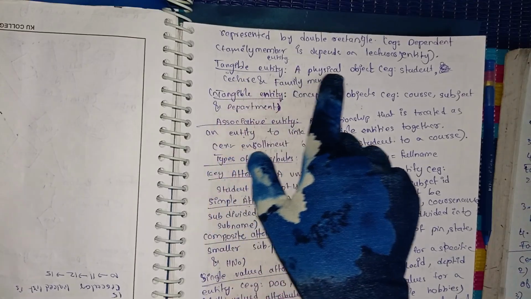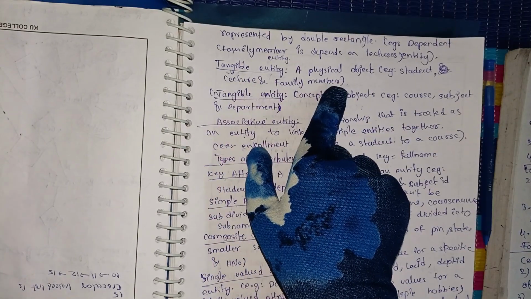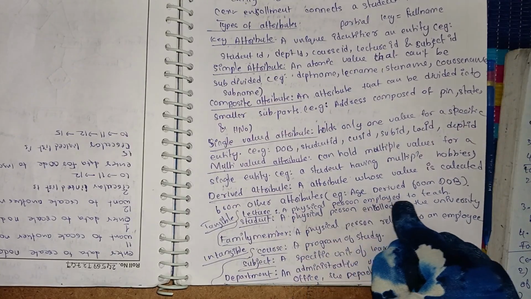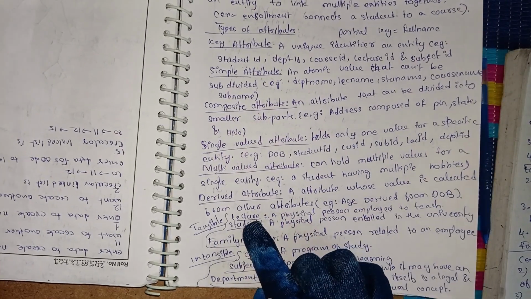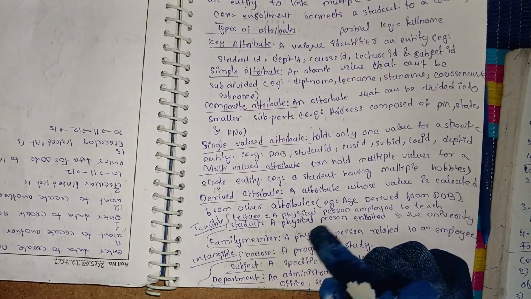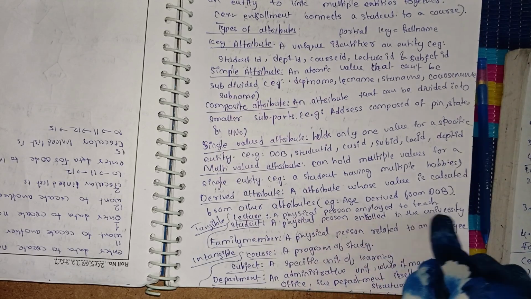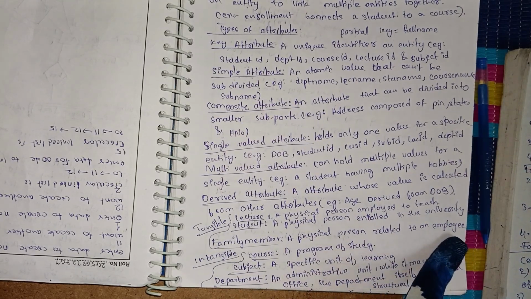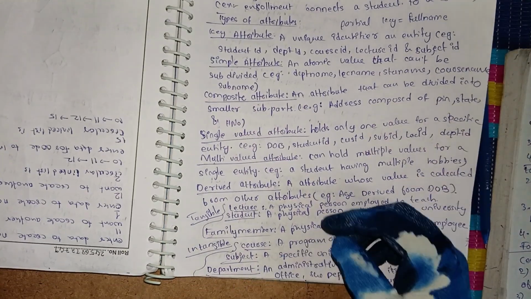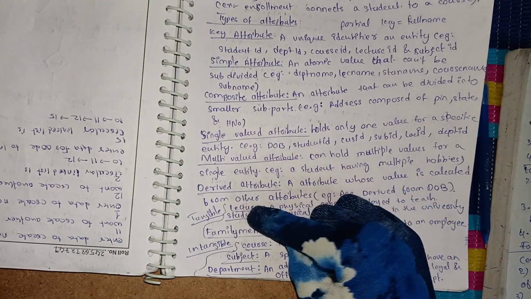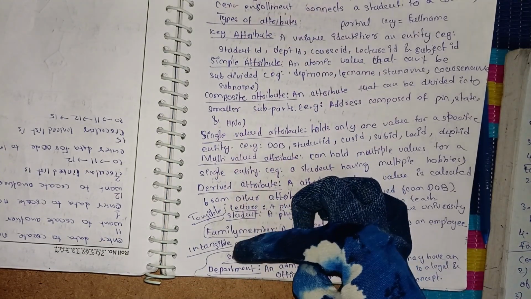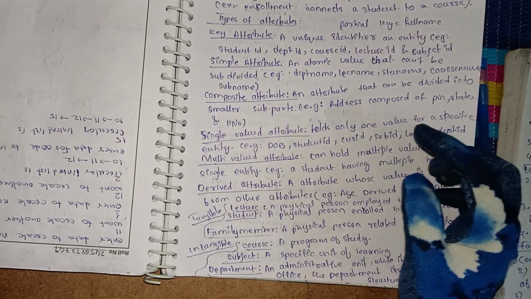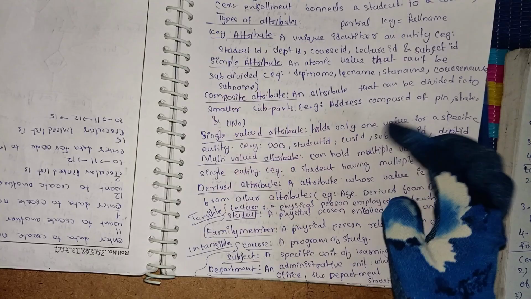And then tangible entity: a physical object, such as student, lecturer, and family member. A lecturer is a physical person employed to teach. A student is a physical person enrolled in the university. A family member is a physical person related to an employee. And since it's a physical person, it is tangible; tangible and intangible mean physical and imaginary, or real and imaginary. Okay, we can consider it as real and imaginary.